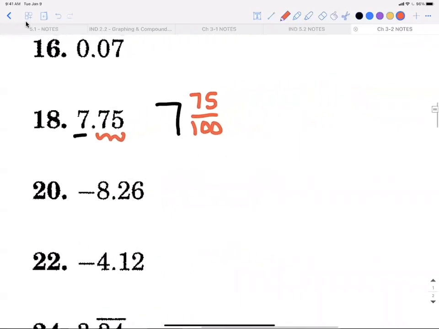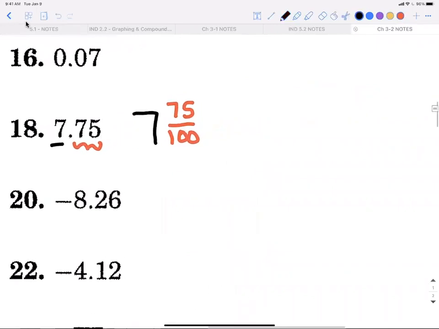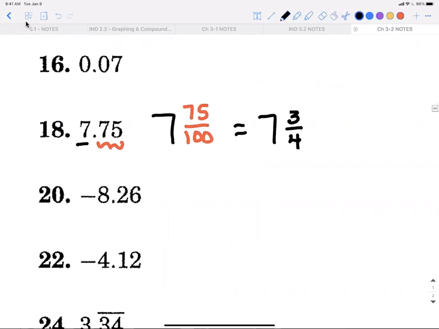And then the last thing you would do, the whole number is going to stay your whole number, but you could reduce 75 over 100 to what? Does anybody know? Yeah, 3/4. They're both divisible by 25. And your original was not negative, so you don't have to worry about adding a negative back in. So that would be your final answer.